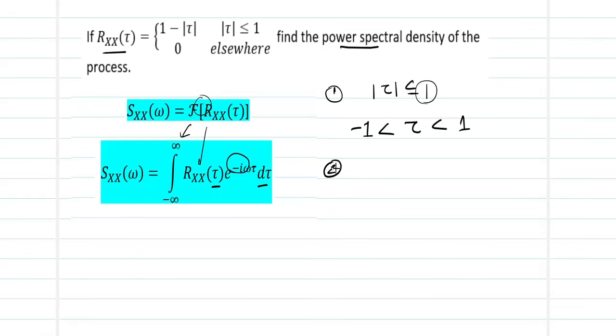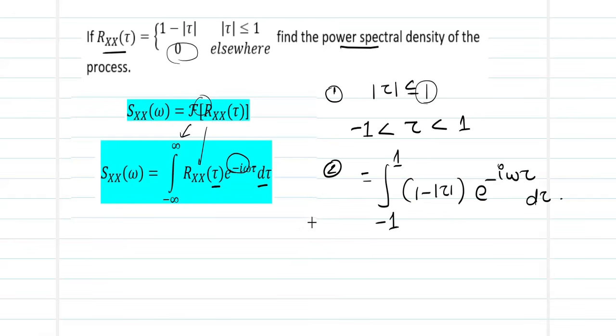In my second step, let me apply all these quantities in the formula. So my Sxx of omega will be equal to the integral, where the limit of integration now exists only between minus 1 to plus 1, and in the other regions the value taken is 0. So we give the input in the range specified in the question, 1 minus modulus of tau, e power minus i omega tau into d tau. So this is my step number 2.